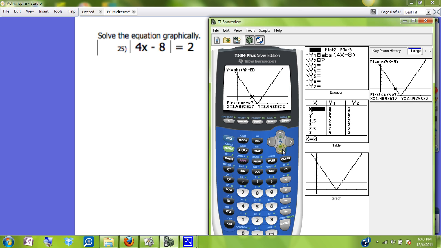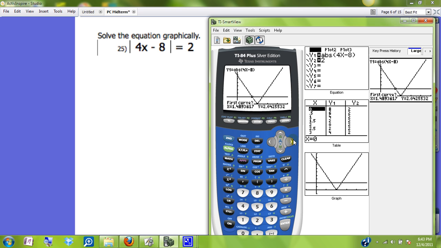And since I have 2 points of intersection, I'm going to pull this graph a little bit over and hit enter once, twice, 3 times. It gives me the left intersection, which is at 1.5. To find the second, we're going to go back to second calc 5.